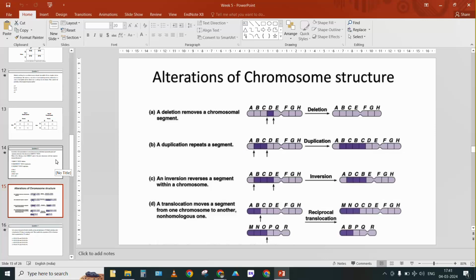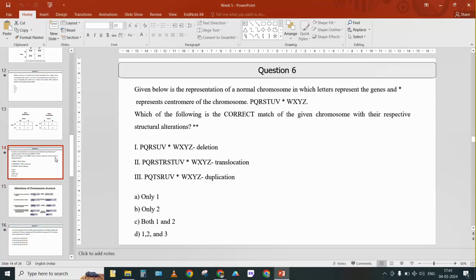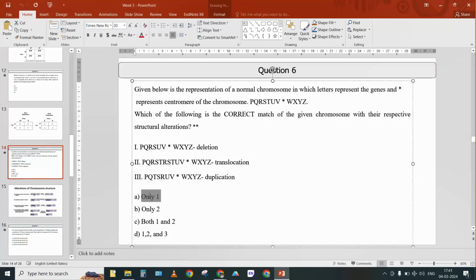So moving back to the question, what the question states. According to the theories and the basic concepts, the correct answer for this is option one, that is deletion.